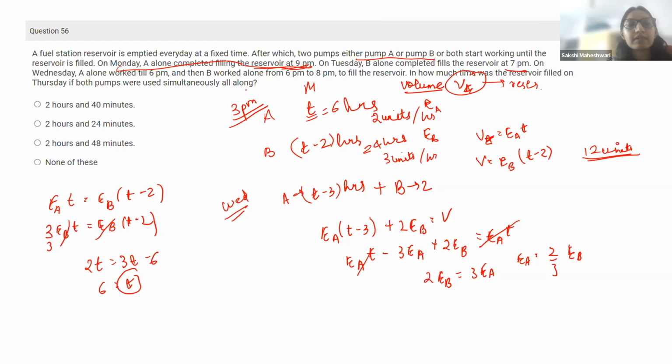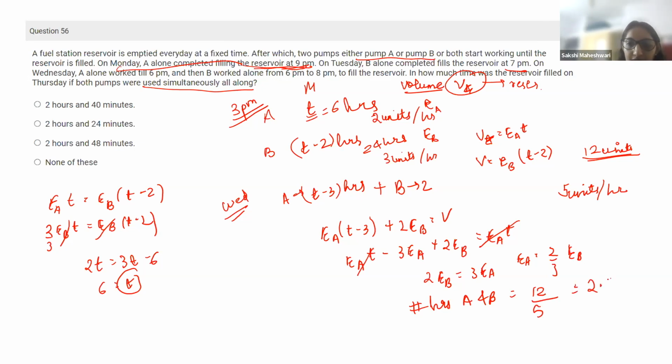So if both of them are working simultaneously, that is 5 units per hour. So the number of hours A and B together take will be 12 by 5, which is 2.4 hours. So 0.4 hours times 60 minutes is 24 minutes. Okay, so that is 2 hours 24 minutes. Okay, got this point?